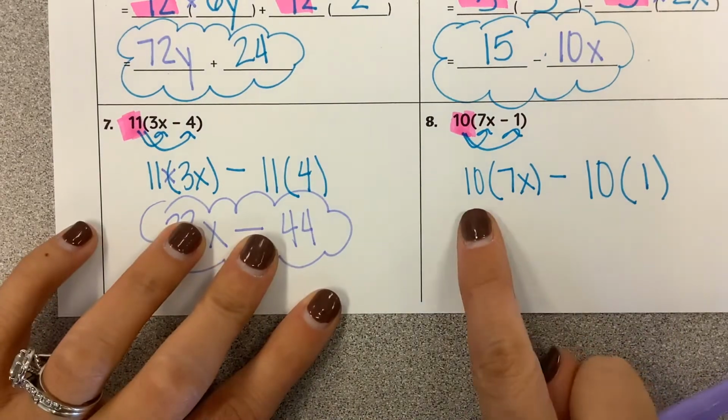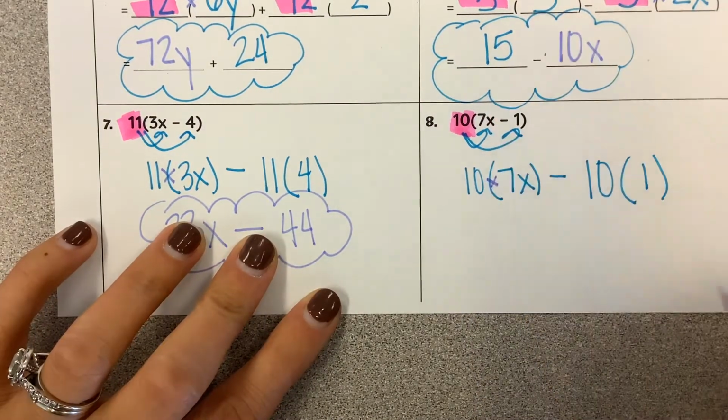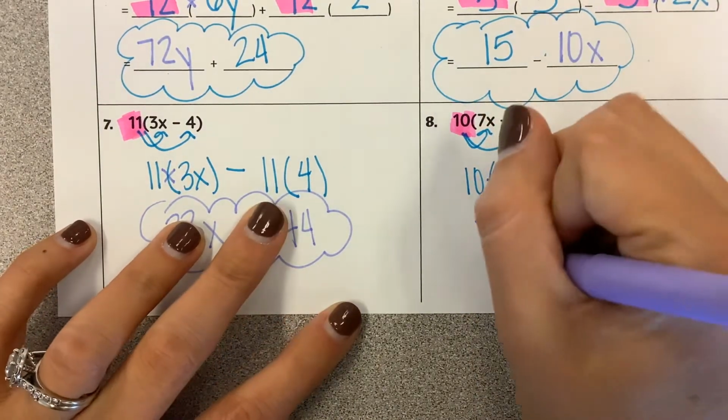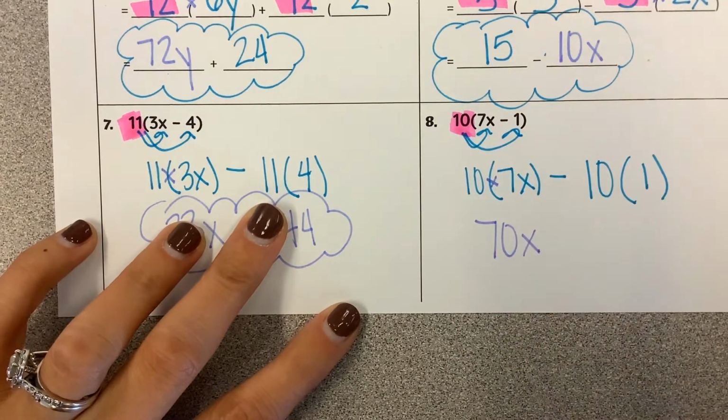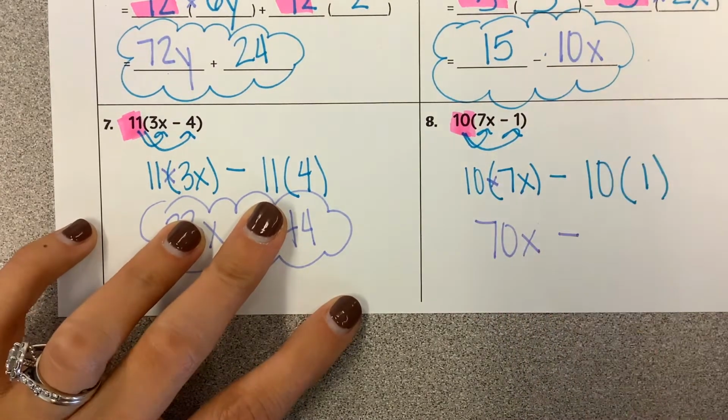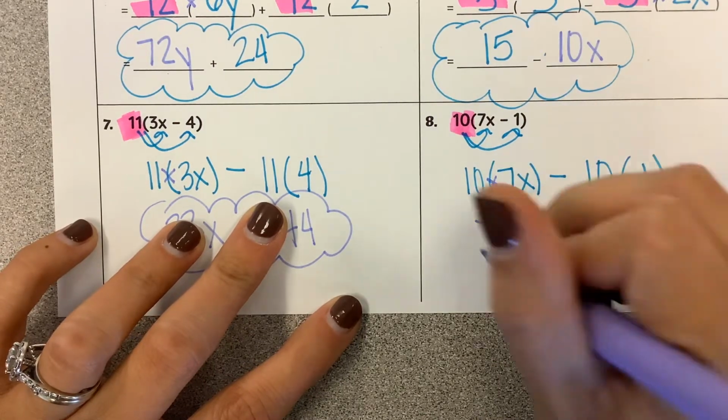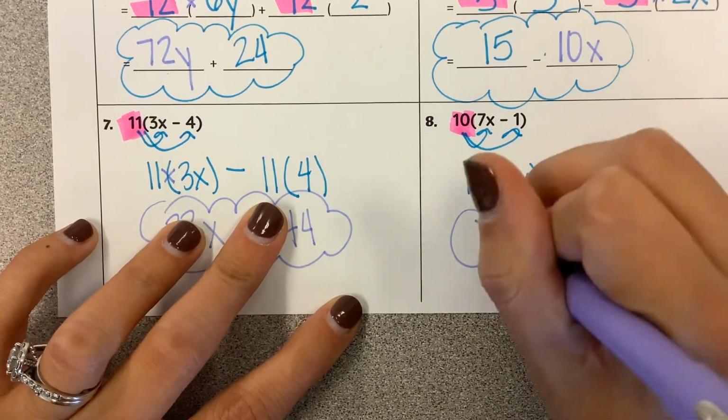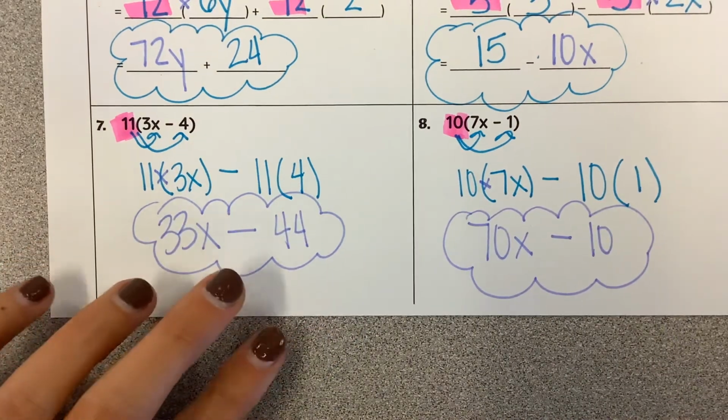Here where we have our variable, we're doing 10 times 7, which is 70. Bring down our x, bring down the minus. 10 times 1 is 10. And that is our simplified answer. We cannot combine them.